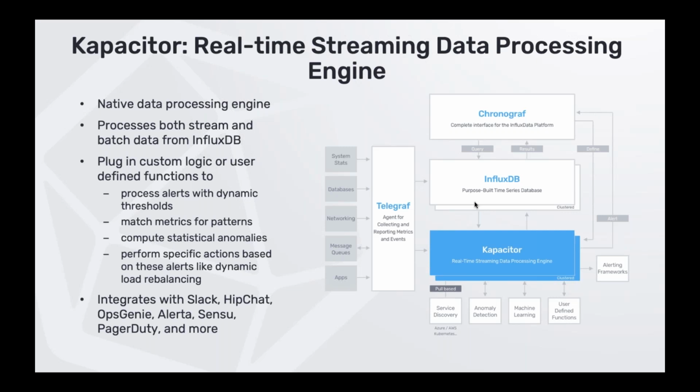And what's great is, since it does have that user-defined function option in there, you can utilize your existing functions that you have elsewhere. You can bring them into Capacitor, so you're not reworking your entire system, so that you can get the data processed that you need to. And then from there, it integrates, it helps with things like anomaly detection, machine learning, or service discovery as well. And the alerting function integrates with things like Slack, HipChat, OpsGenie, Sensu, Alerta, and PagerDuty. So all the major alerting frameworks out there can get data from Capacitor.